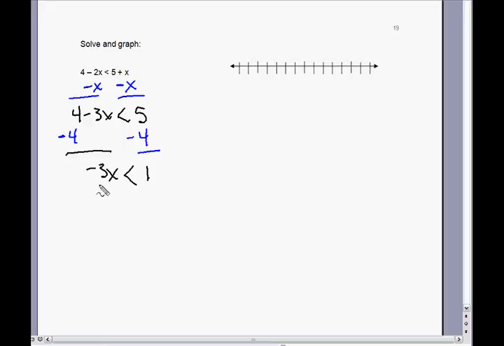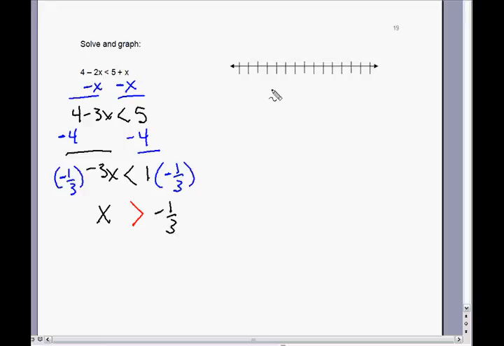X is not alone, it's being multiplied by negative 3, so we can multiply both sides of this inequality by a negative 1/3. And when you multiply by a negative, that's when the inequality changes. Now the inequality points in the other direction. We have positive x is greater than negative 1/3.